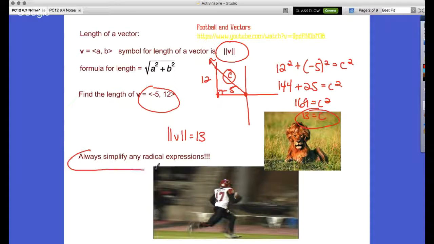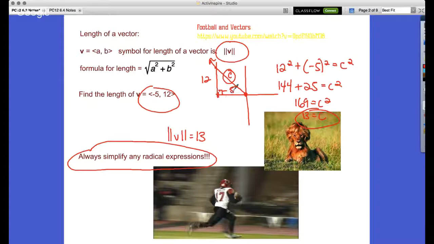Also, this is important. If you have a radical, unless it's a word problem, in that case you don't have to worry about it. But if it's just a radical, let's say the square root of 60 or something, make sure you simplify that radical. If you have a question on the test, you can ask me which form you want to use.